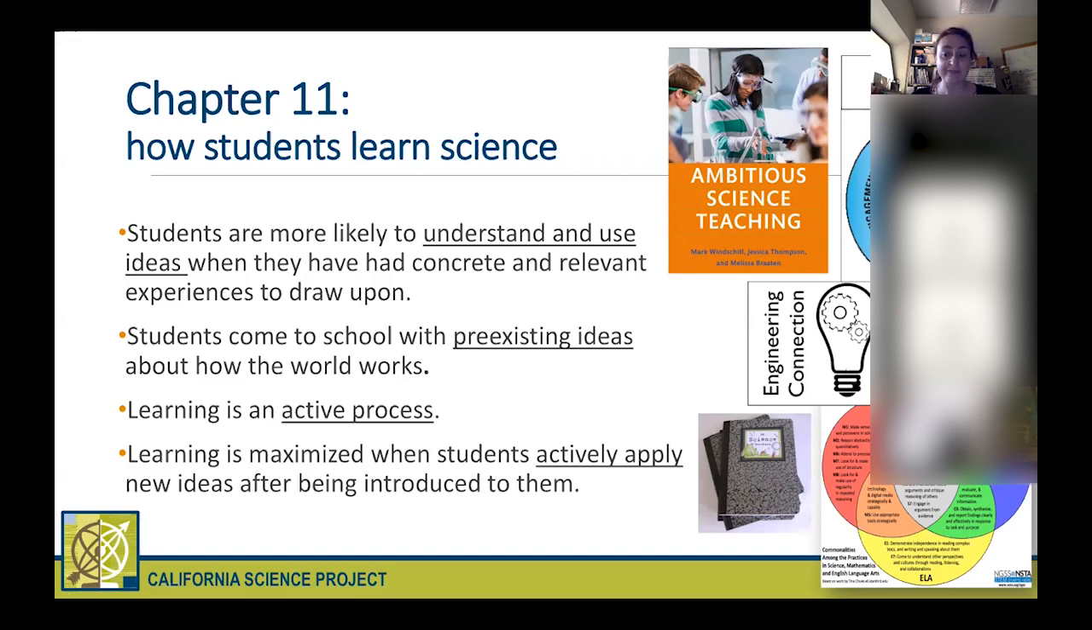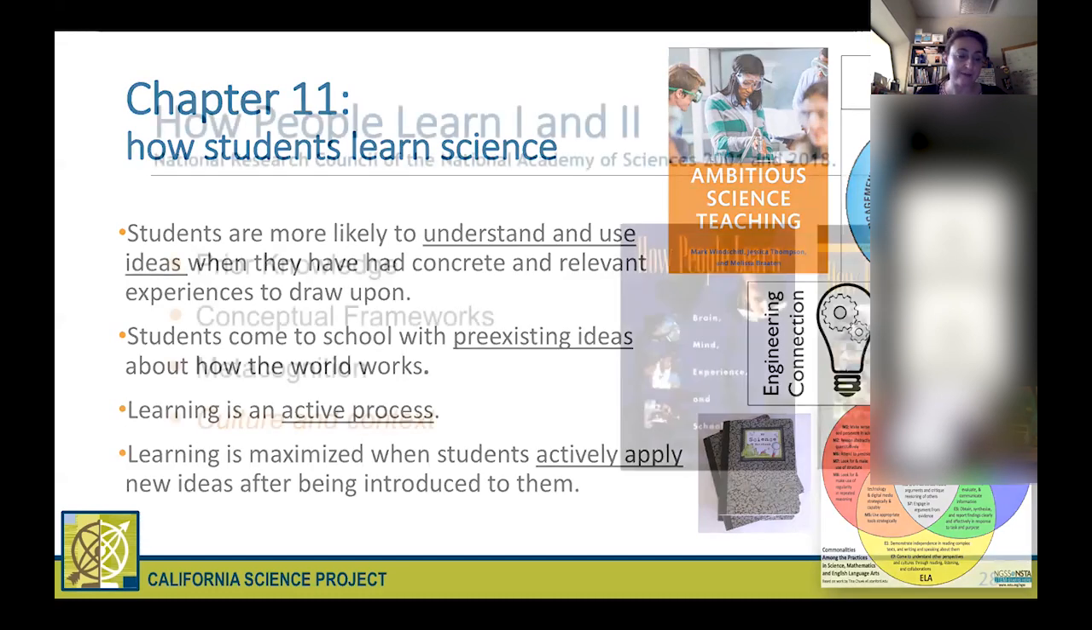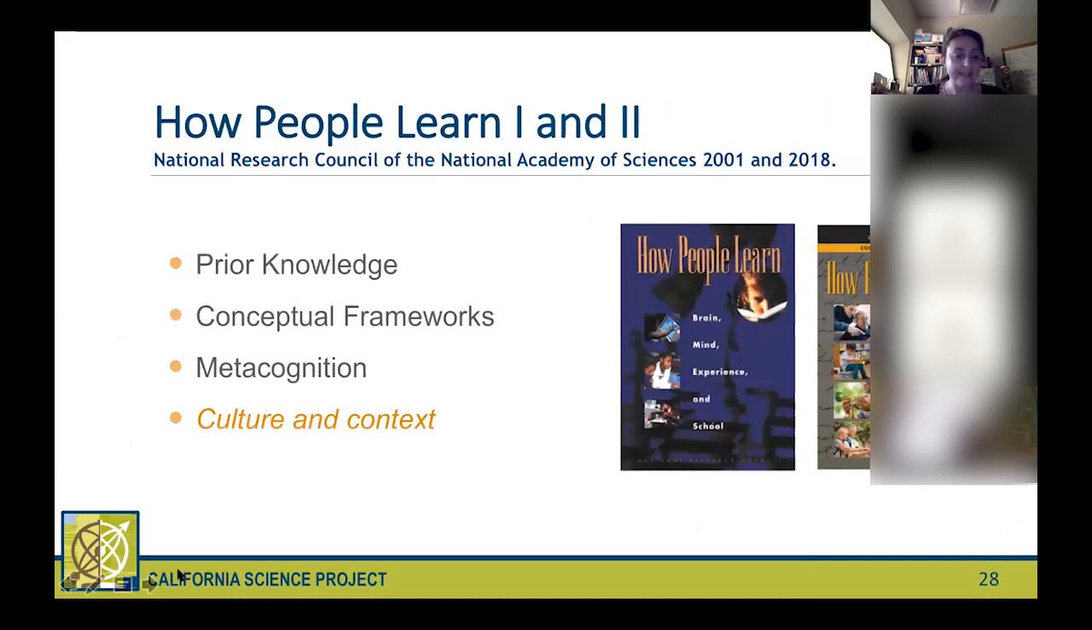So just having information delivered to them might allow the student to retain the information for a while, but it is not experiential enough for them to really understand and make sense of it. In addition, students come with existing ideas. Learning is an active process, and we need to foster the ability of students to actively apply what they have learned. And this is what we are writing in the California framework.